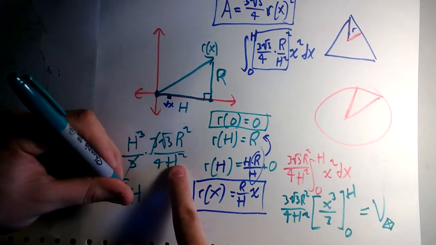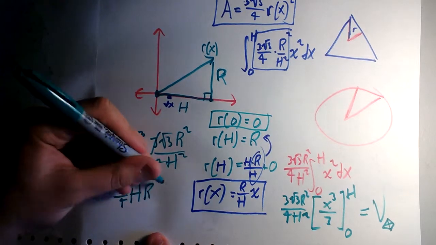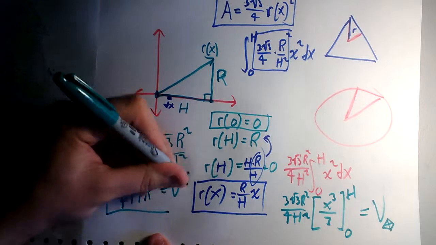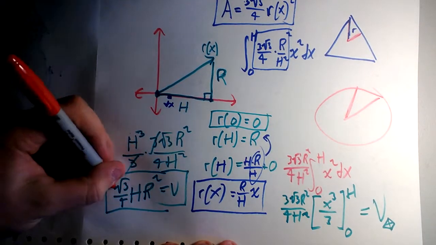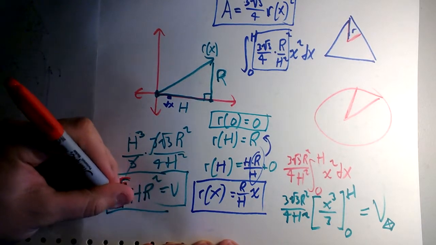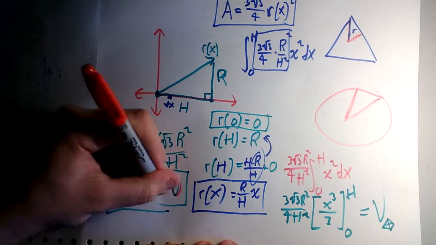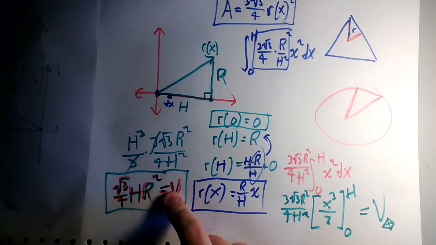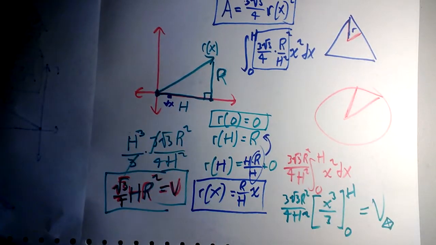Times square root 3 divided by 4. Those 3's cancel out. Times r squared. And that's our formula for volume. Done and done. That couldn't have been any better, guys. Check that out. And you can double check this. And oftentimes you'll find the area written in terms of S. So just do some basic trigonometry to convert from r to s, and then you're done.